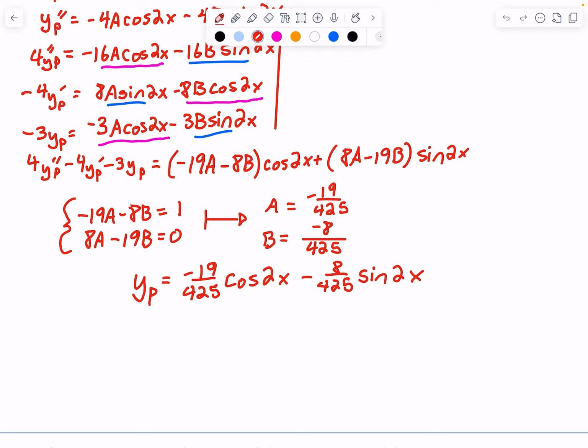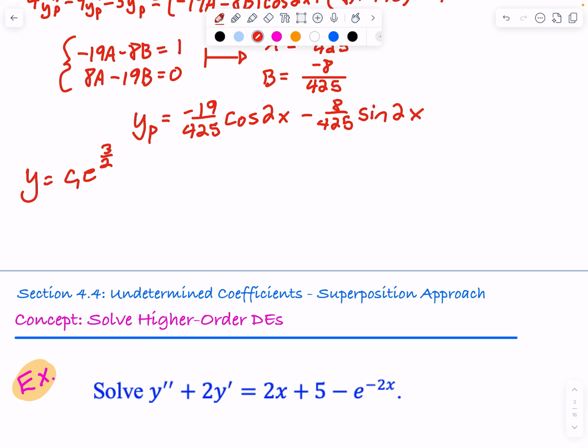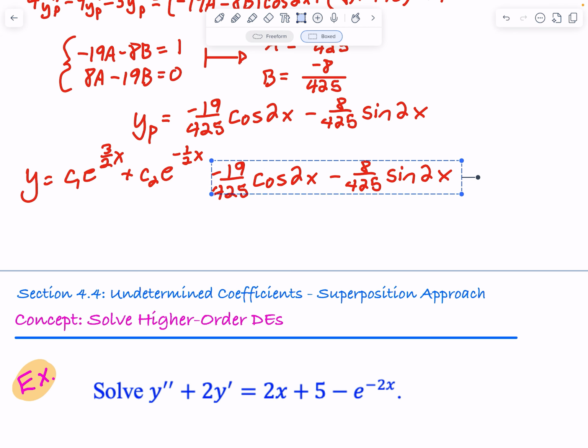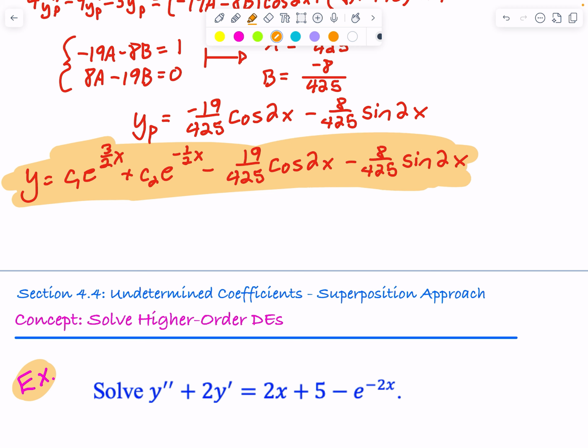And then we can write our final general answer. There was no initial condition for this, so we'll be done here. I'm going to get c1 e^(3/2 x) plus c2 e^(-1/2 x). And then I'm going to cheat here and duplicate the particular solution, but that's also there at the end. I'm going to move this minus so it's more obvious that I'm subtracting. So there is our general solution. We still have c's, that's why it's our general solution. If we had an IVP, we could solve for c1 and c2.